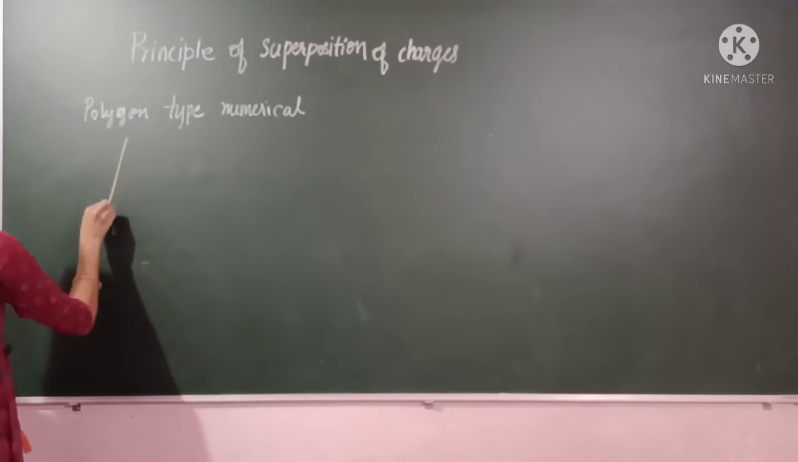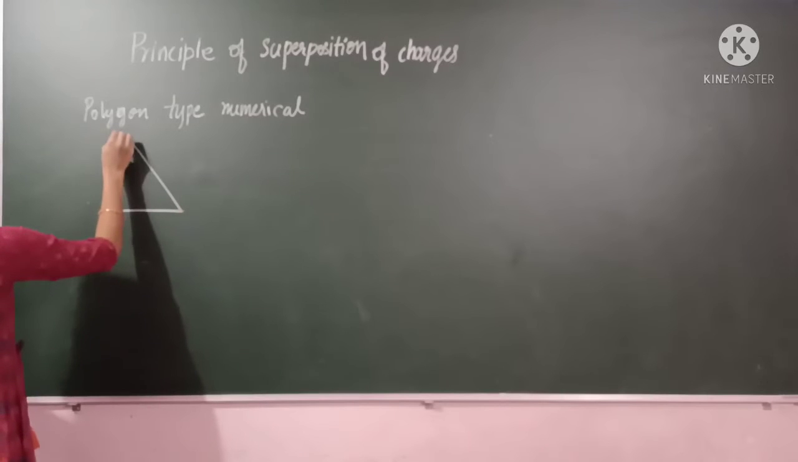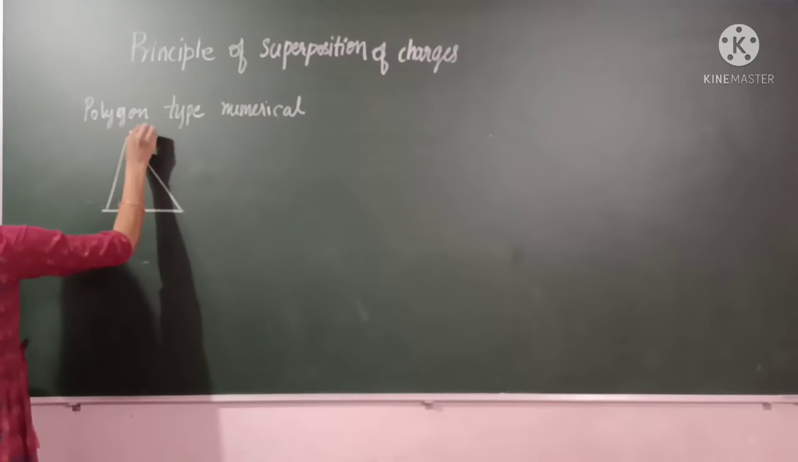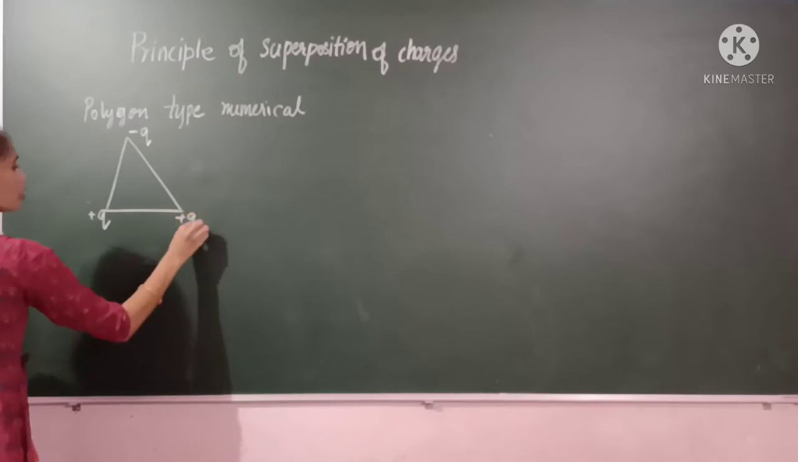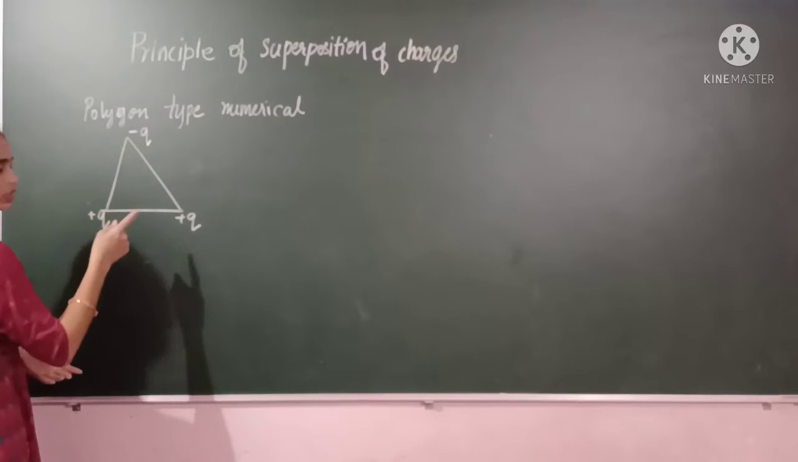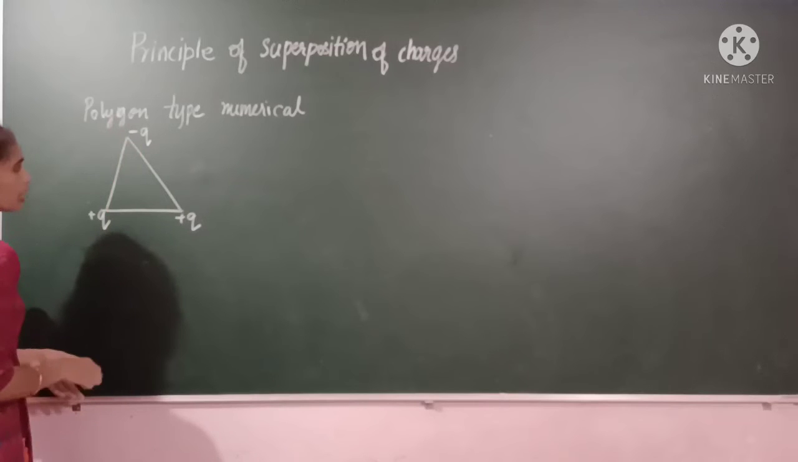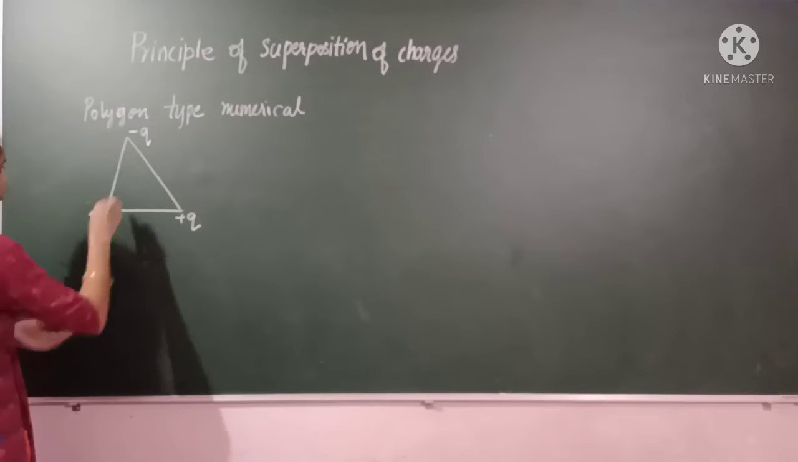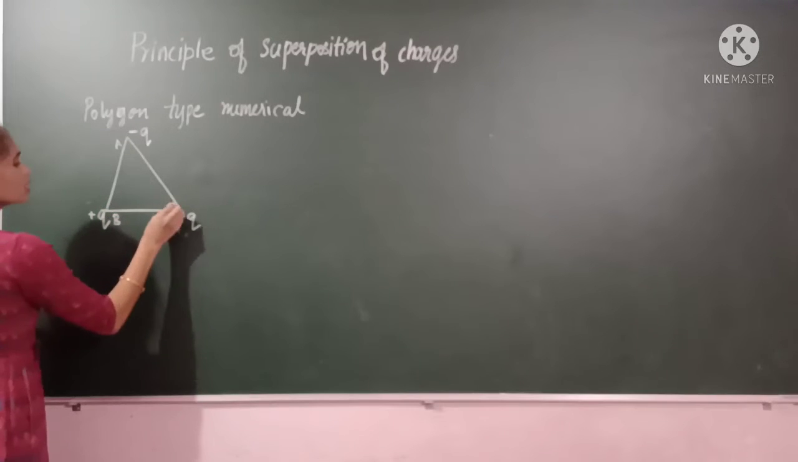So now again you take one equilateral triangle. On this equilateral triangle, here I have taken a minus q charge, here a plus q charge, and here also a plus q charge. In the previous example we had taken all similar charges, but here we have taken one negative charge. So now we will call this corner A, this corner B, and this one C.